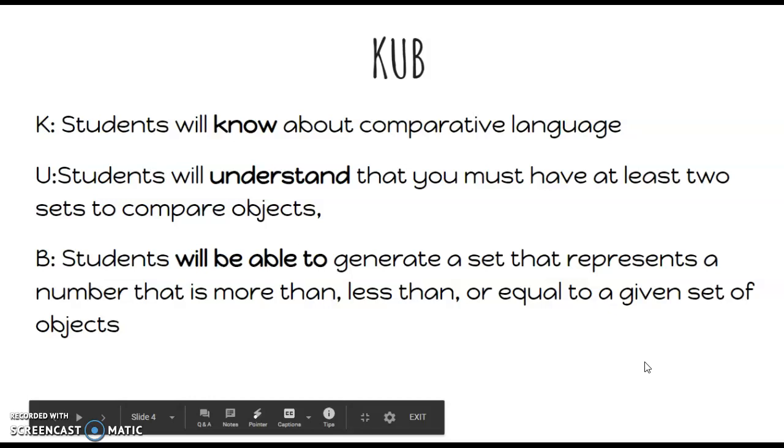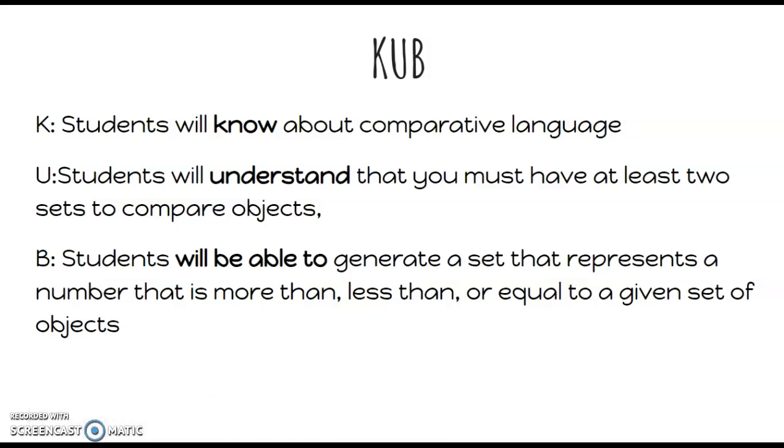The cub lets us know what we're going to be learning about. So students will know about comparative language. Students will understand that you must have at least two sets to compare objects. Students will be able to generate a set that represents a number that is more than, less than, or equal to a given set of objects.